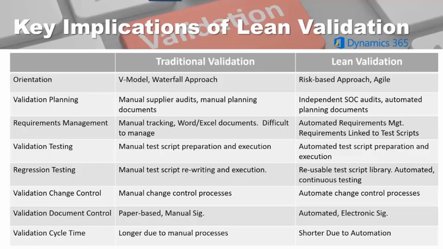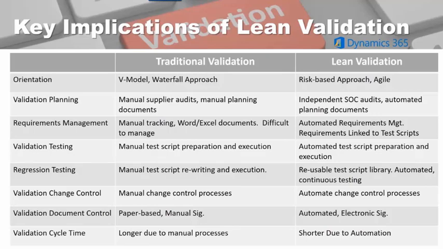From the validation testing perspective, in the old traditional approach, we did manual test script preparation and execution. The thing that accelerates lean validation the most is we have automated test script preparation and execution, which is powerful. And then regression testing, after changes occur to Dynamics 365, instead of manually rewriting test scripts and executing them, we have a reusable test script library that we create for automated continuous testing.